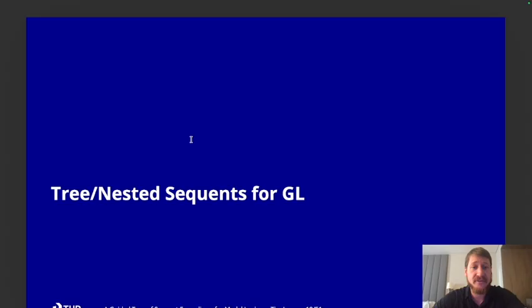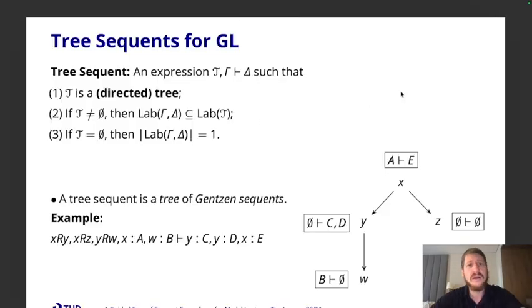Let's now look at tree or nested sequent systems for GL. So a tree sequent is effectively a restriction of a labeled sequent. It's an expression of the form T, Γ turnstile Δ, which encodes a tree of Gentzen sequents. T is a collection of relational atoms, just like G was before. It's a set of relational atoms, which encodes a directed tree. And these tree sequents have to satisfy two conditions.